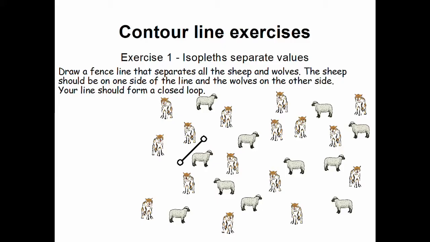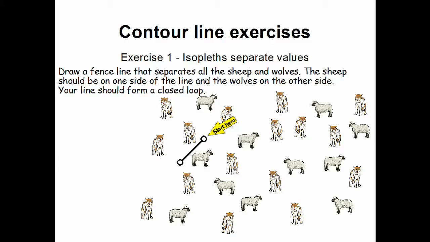There is a function of an isoplex or contour line. By the way, isoplex means something of equal value. What happens is an isoplex or contour line has a function. The function will be that it will separate two values. Now, here's a piece of a fence where it says start here. And your job will be to separate two values, in this case, wolves and sheep. After you are done, all the wolves should be on one side of your contour line or fence line, and all the sheep on the other side.